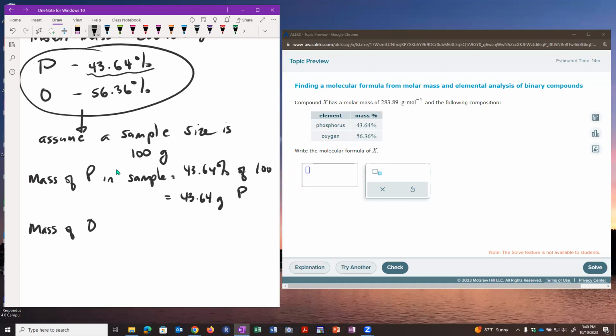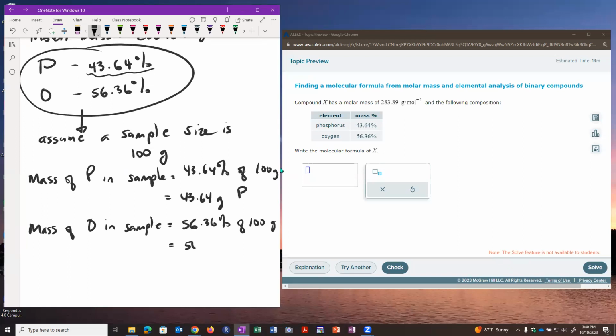And because the only other element present here is oxygen, that means the remaining mass will be oxygen. I can either take the percentage that's provided, or we can do a simple subtraction. So 56.36% of the assumed 100 grams is going to be oxygen.